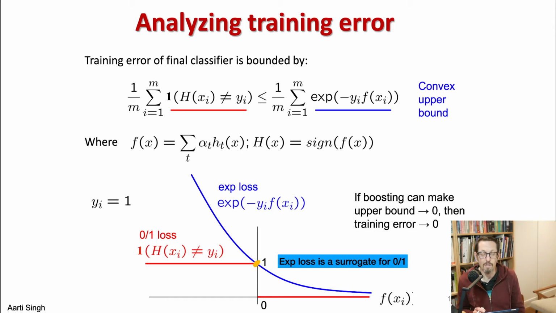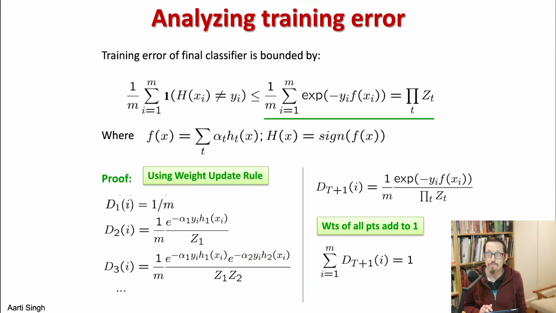Also, the other side of this is that, of course, the exponential is a convex function. So if we want to know where the final value of the training error is, we can look at it by looking at the weight update rule. Okay? It works a little something like this.